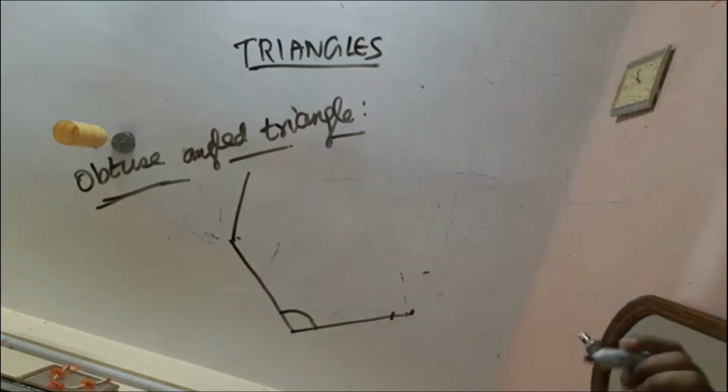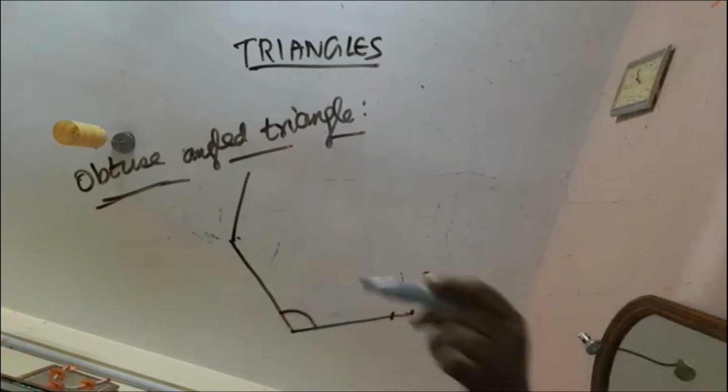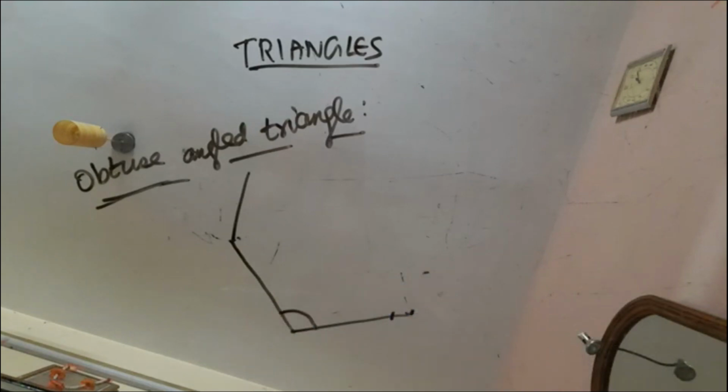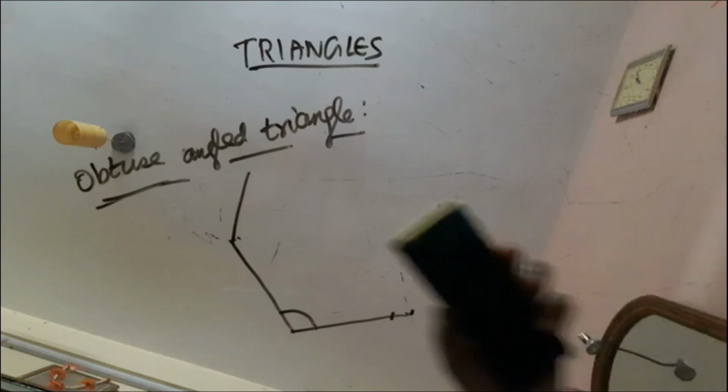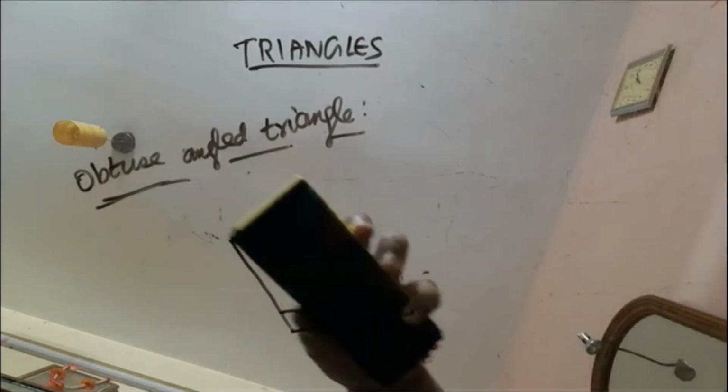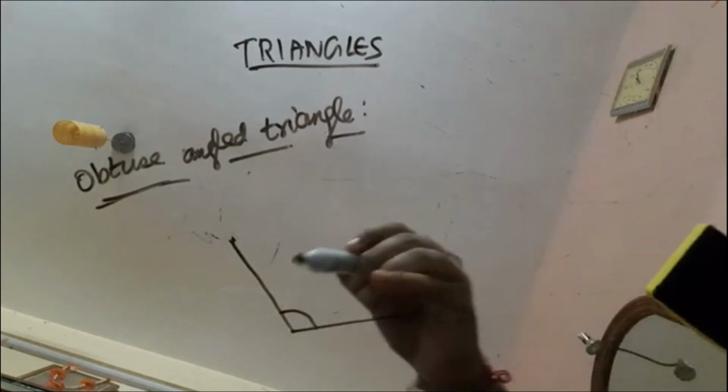Okay, so a triangle can have at most one obtuse angle. Okay, a triangle can have at most one obtuse angle. So keep this in mind. It is very important. It's a question that is very commonly asked in the examinations, that can a triangle have more than one obtuse angles? You will say no, it cannot have more than one obtuse angles. Okay, so our obtuse angle triangle is pretty much a triangle which has one obtuse angle.